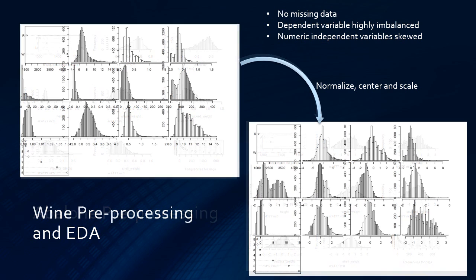The wine dataset was also highly skewed in the numeric independent variables and imbalanced in the dependent variable, wine quality. This was treated in a similar fashion, and again, normalizing, centering, and scaling was conducted on each numeric variable in order to make each variable somewhat symmetric and of similar scale. Note that the normalizing, centering, and scaling does not affect the imbalance problem with the dependent variables, and I will address how I dealt with this situation during the methods section in a future slide.